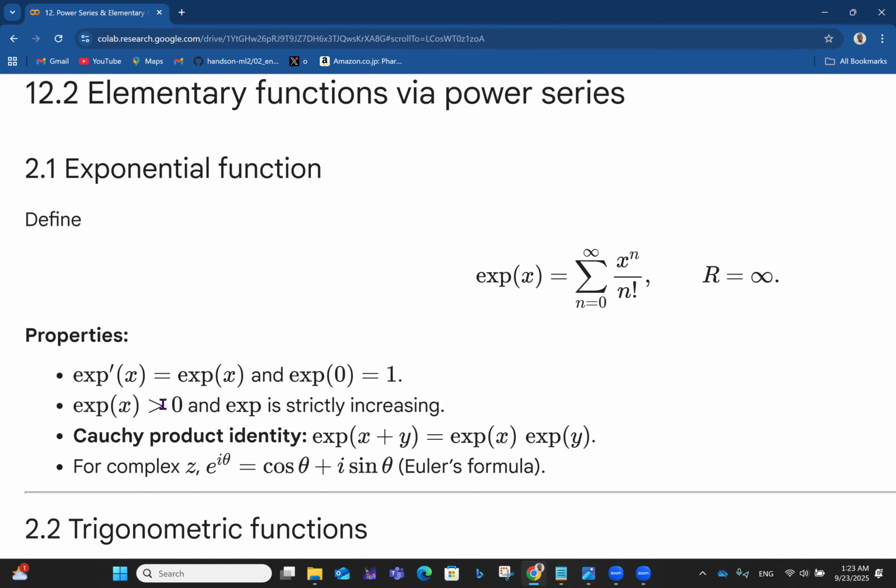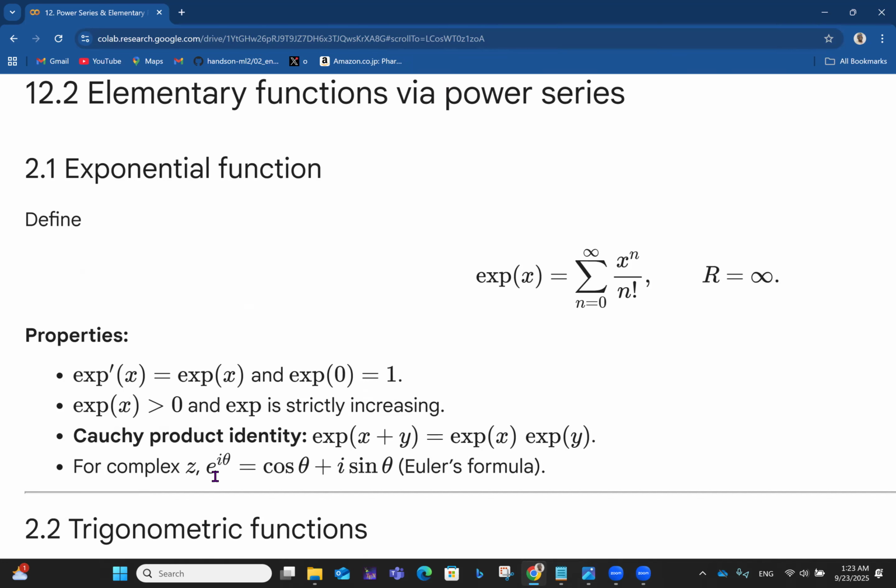So exponent of x is always greater than 0, no matter what x is. And exponent is strictly increasing. So as x increases, it also increases, right? Then you have the Cauchy product identity. So the exponent of x plus y is equal to exponent of x multiplied by exponent of y. That's the Cauchy product identity.